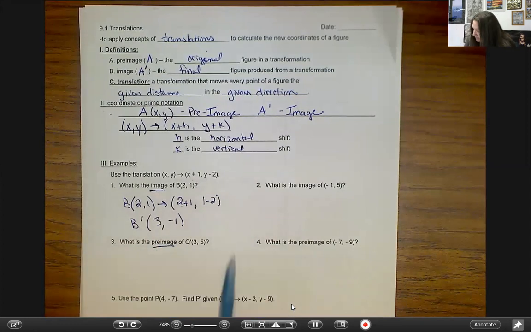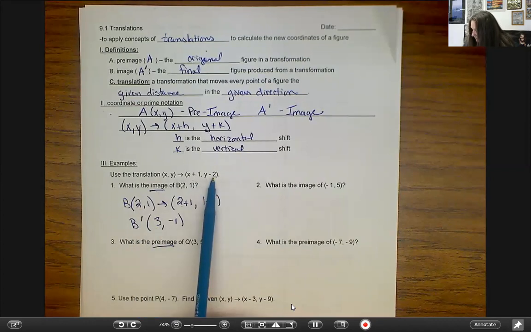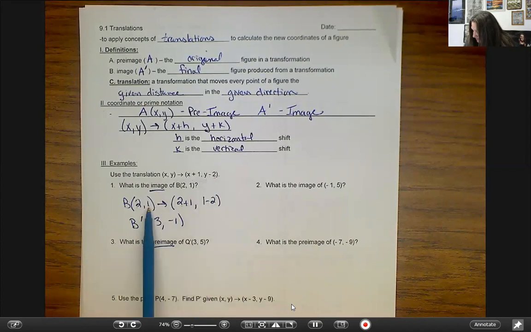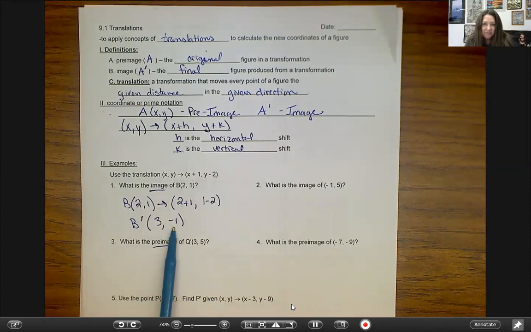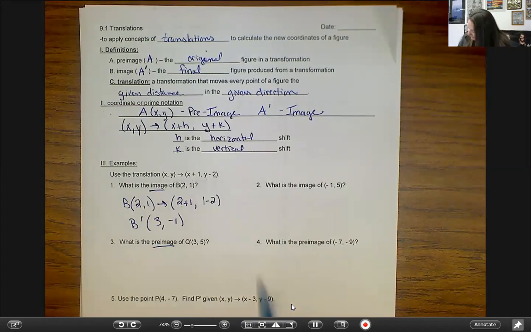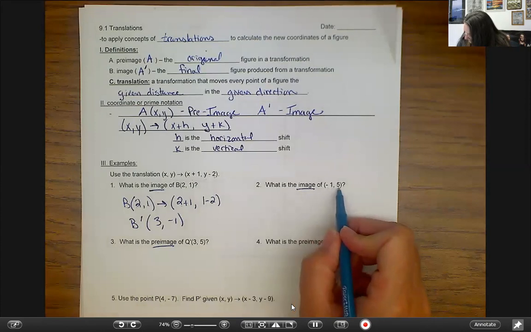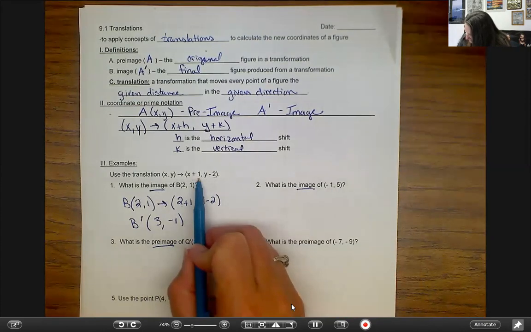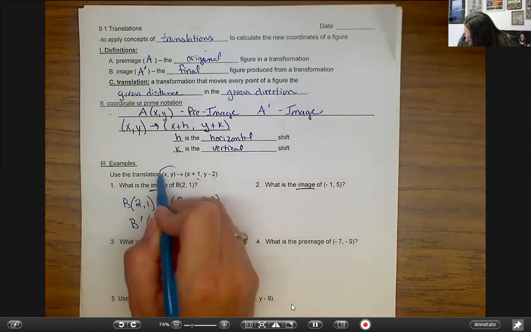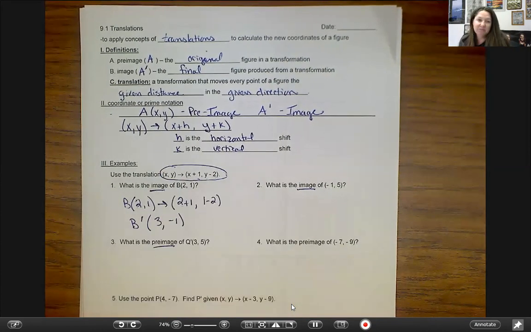So what happened here is we moved 1 unit horizontally. So we went from 2 to 3. And we moved 2 units vertically in the negative direction. So 1 minus 2 would take us down to negative 1. But that's 2 units vertically. Okay, so same thing here. If we want our image, we plug in the negative 1 and 5 into our rule. We're going to use this same rule for each of these 4 problems.